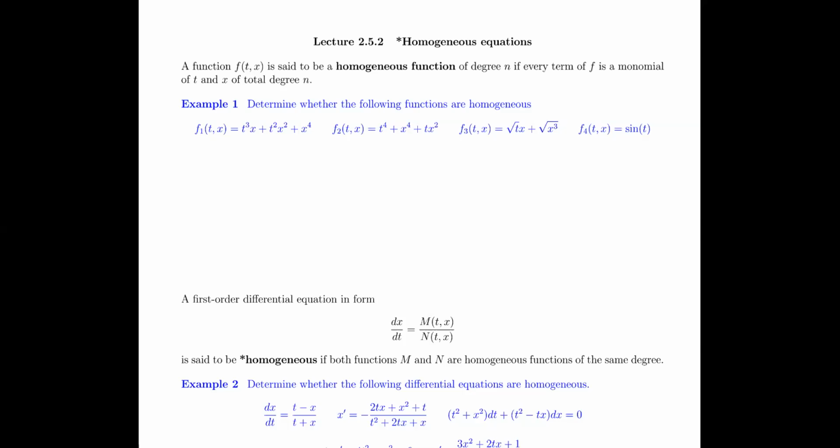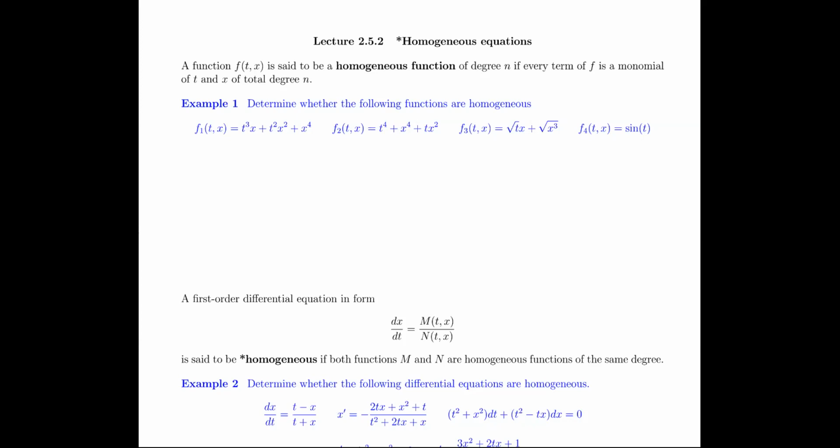In this video, we're going to continue on with solving some special types of first-order differential equations. To start, we want to talk about a function f of t comma x is said to be a homogeneous function of degree n if every term of f is a monomial of t and x of a total degree n. For a quick clarification on what all of that means, let's look at this example.